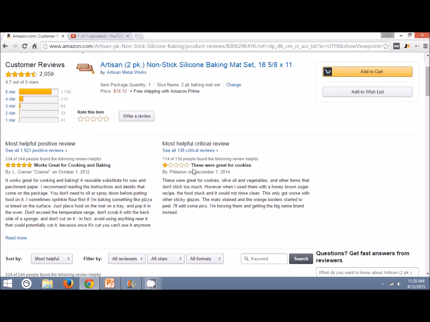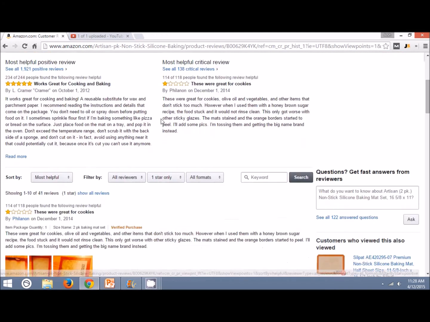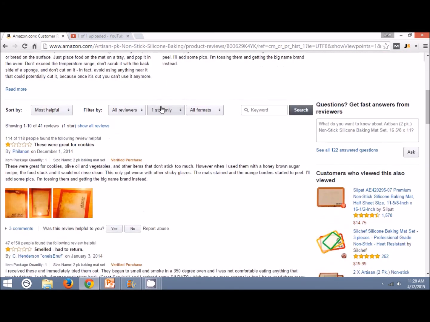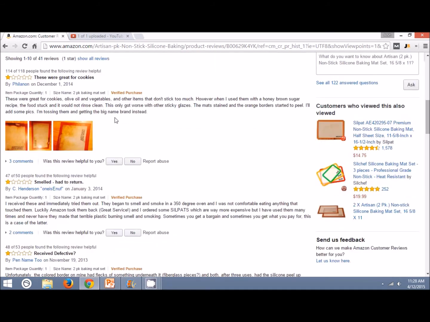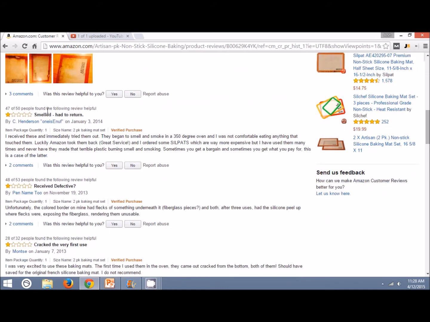So after I read this review right here, I like to go over here and read 3 stars and below, and go through each review and try to find a common theme throughout all the reviewers. So first, I'd like to start at the 1-star reviews, and this will take us right here. It says these were great for cookies. Alright, this is the same review as this one right here. This one, 47 out of 50 people found the following review helpful.